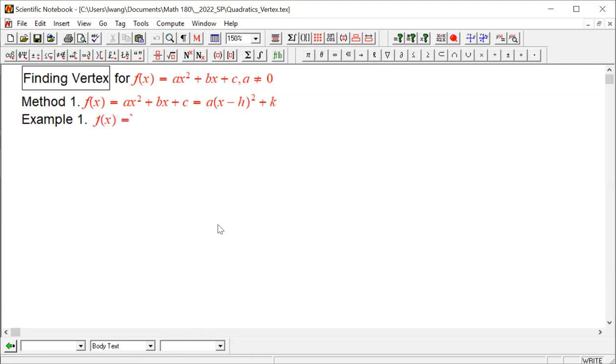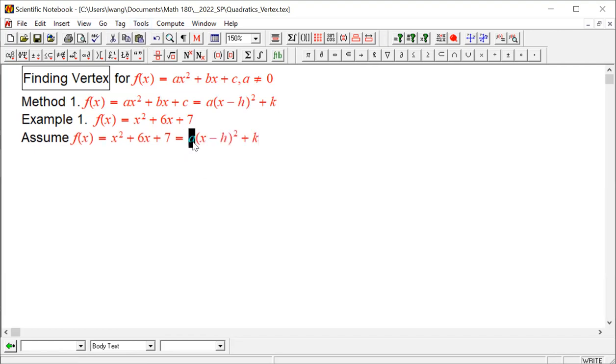And in this question we have x squared plus 6x plus 7. Using this method, we assume that we already have this form.